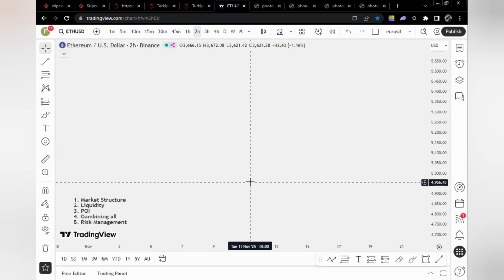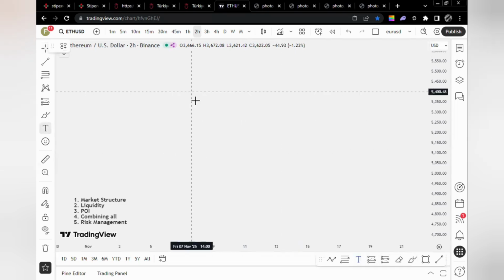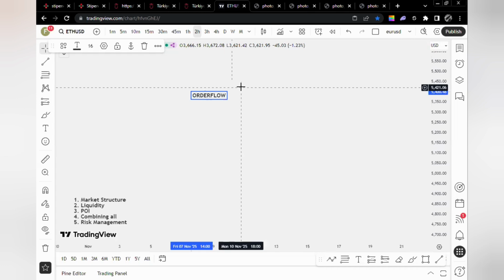Under the basic market structure, we're going to be dealing with what we call order flow. To order something and for it to flow: order flow. I trust you all are with your notepads to get this down. Order flow is what we're going to be dealing with.